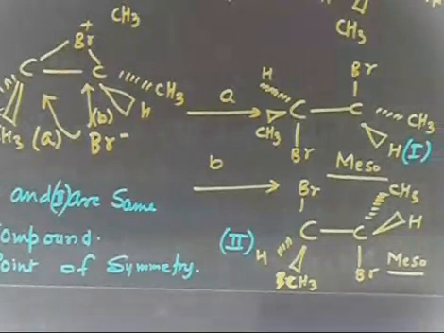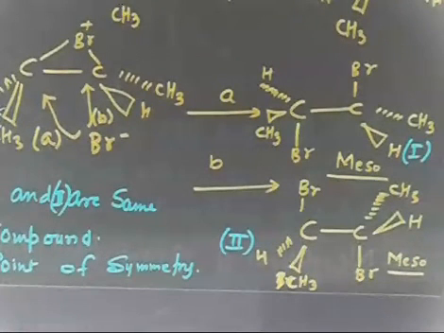Have you written? So let us copy this one. This is something called neighboring group participation. What we are doing is, the Br that is adjacent to the OH group is participating in the reaction. So this kind of thing is called neighboring group participation. In short, it is called NGP.